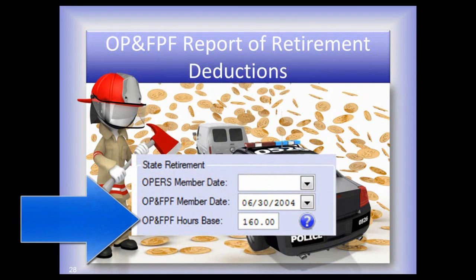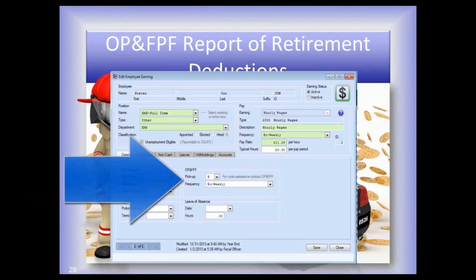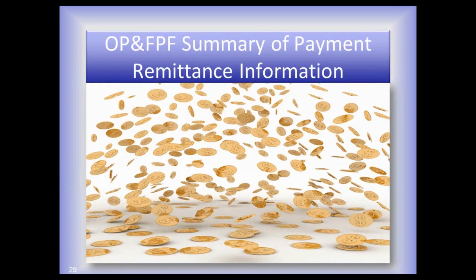The next item is base hours. Each OP&FPF member must have the date that they became a member and their regular base hours filled out on the employee information screen in the employee maintenance area. That would be 160 for biweekly. And the final item is the OP&FPF pickup and frequency type. Each member must have the pickup type and frequency filled in for each earning. If you are not sure what belongs in this area, call OP&FPF for guidance. If this is not completed for each earning for fire or police employees, the monthly report will not generate.